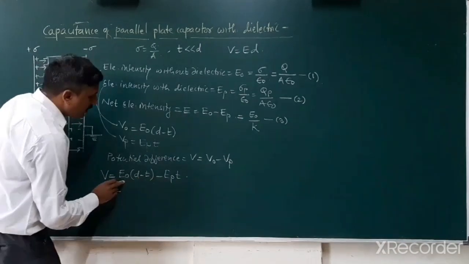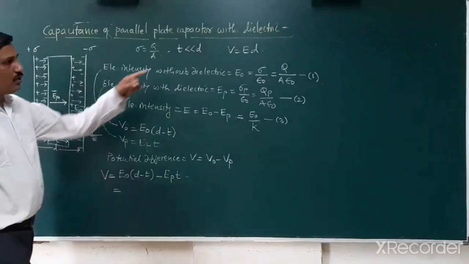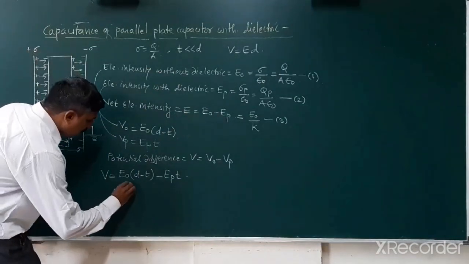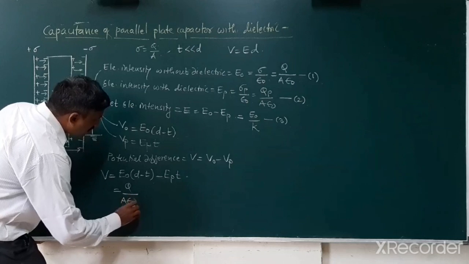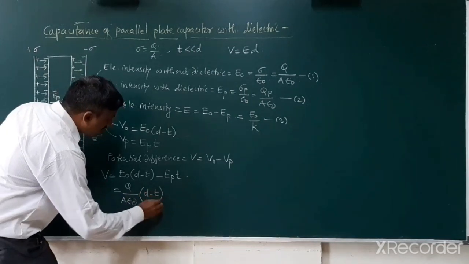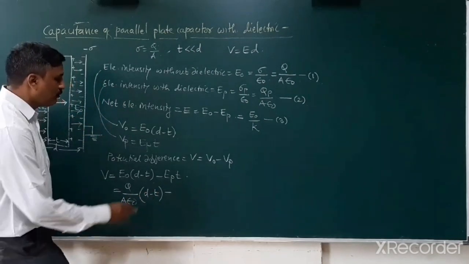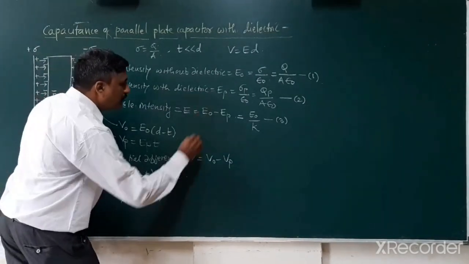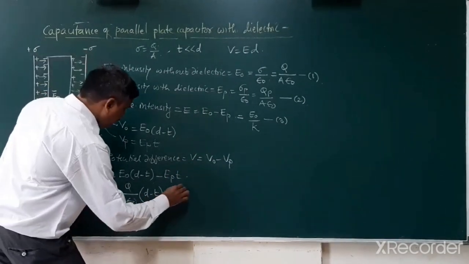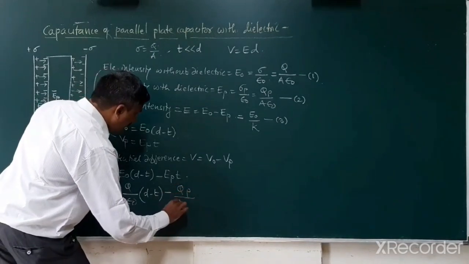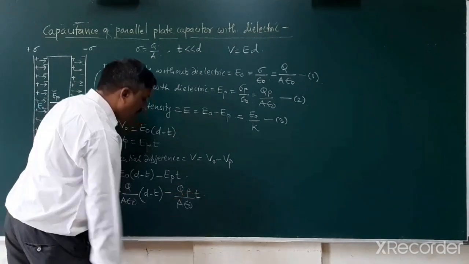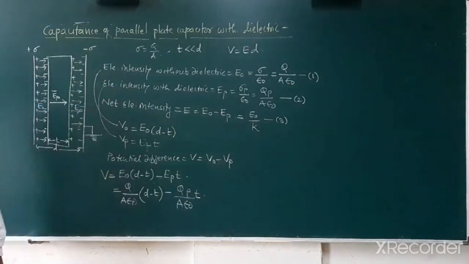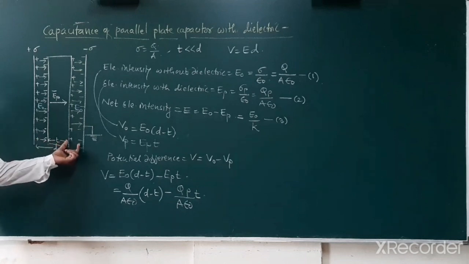The value of E0 is Q divided by A epsilon 0, Q divided by A epsilon 0 in bracket d minus t. The value of Ep is Qp divided by A epsilon 0, into t. This is my second value. But now we substitute here, this is my potential difference, but it is between the remaining sides, that is d minus t.